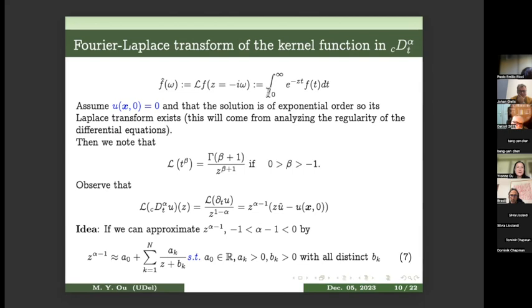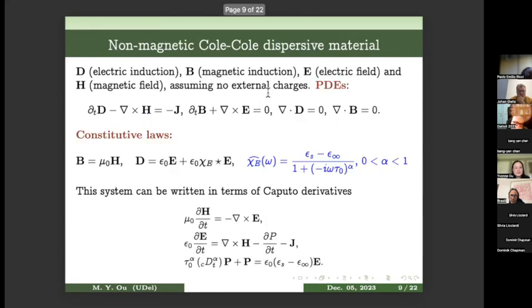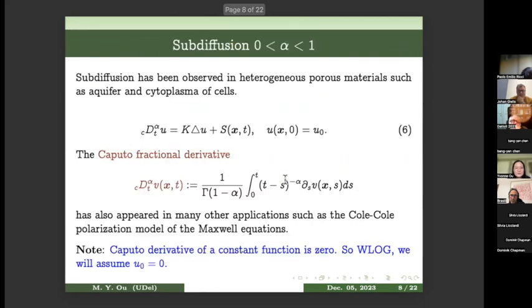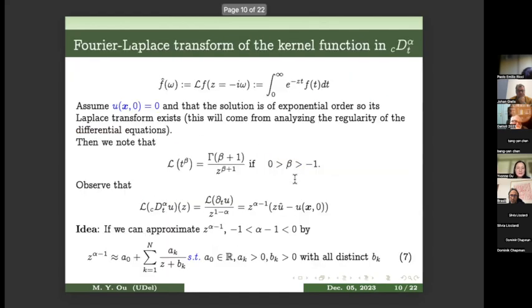Now if you go back and look at this Caputo kernel, another piece of information is that the Caputo kernel involves a function with a negative power, and this power is between 0 and 1. It is well known that the Laplace transform of t to the beta, where I call beta equal to alpha minus 1, is z to the minus beta minus 1 with a gamma function on top. So this is well known.